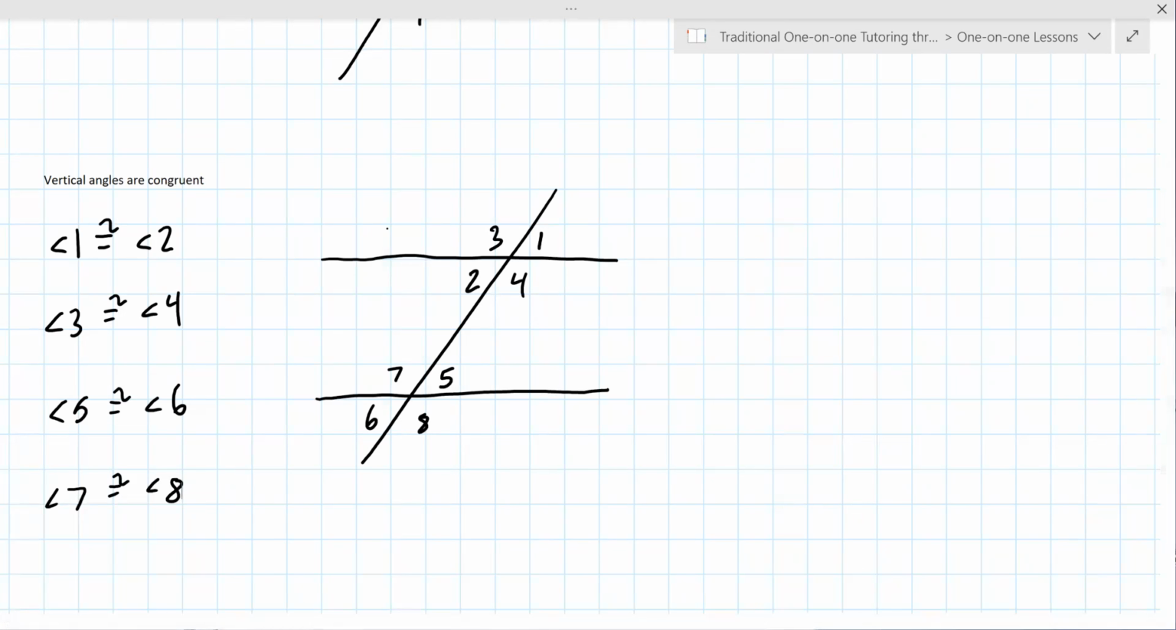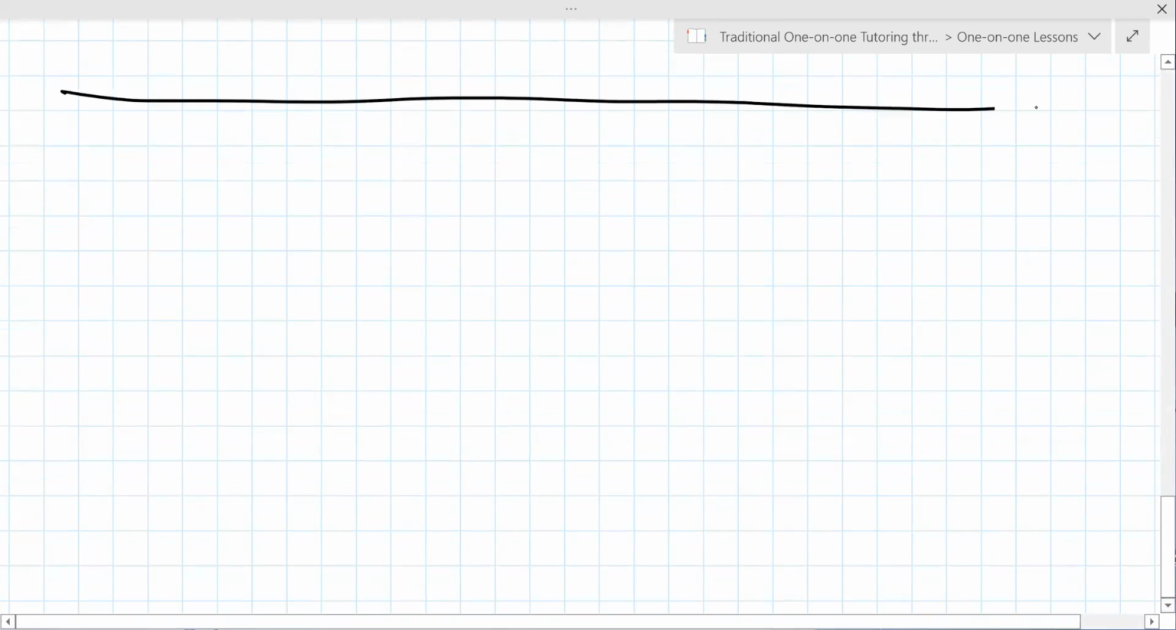Okay. All right, so we're kind of transitioning now. We're no longer going to talk about congruences. We're going to talk about two things. We're going to first talk about linear pairs. So linear pairs are when the angles add up to 180 degrees.